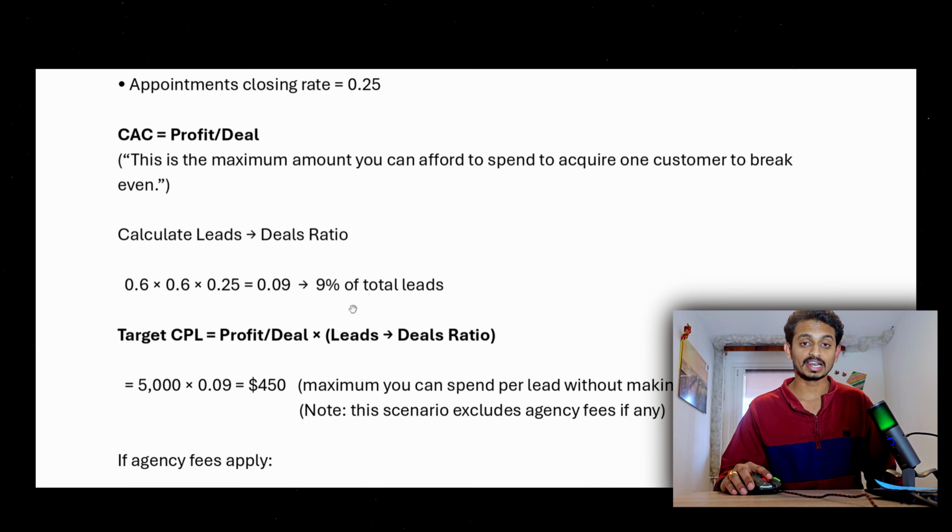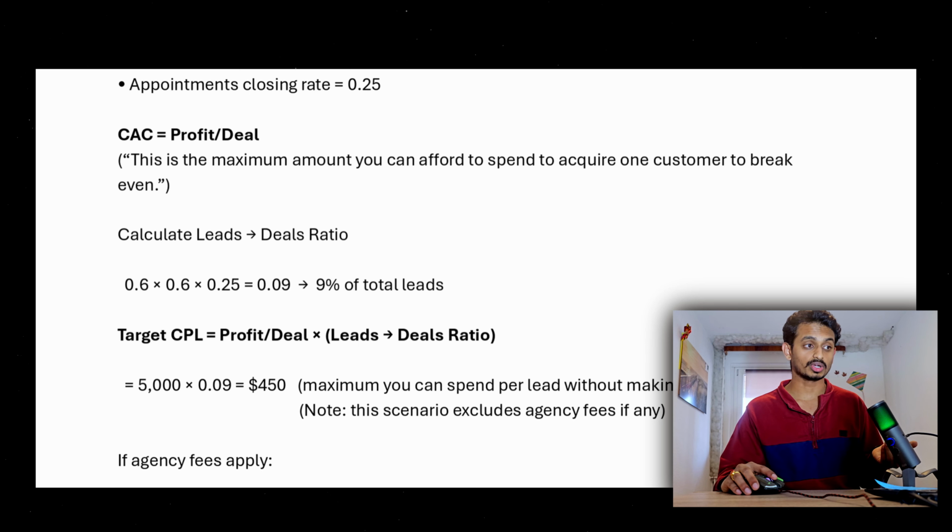So the next step is to calculate leads to deals ratio. What we do here is we just take these three metrics and multiply them. That is 0.6 into 0.6 into 0.25, that is equal to 0.09. So that means you are converting 9% of your total leads. If you are getting 100 leads, then you are converting 9 of them.